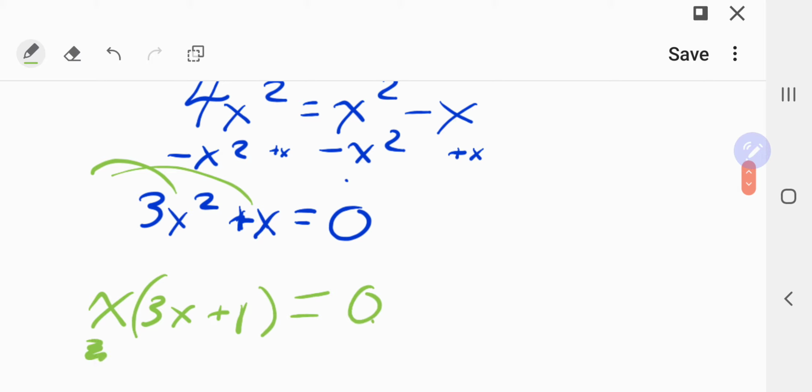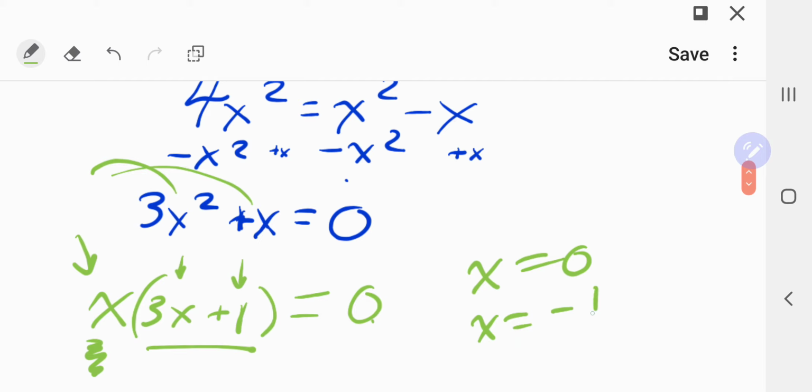Either x itself is 0, or this is all 0. What would make that 0? The opposite of the back divided by the front. Negative 1/3. Let's test it. 3 times negative 1/3 is negative 1, plus 1 is 0. 0 times negative 1/3, because that's what x was, is 0. 0, check. The answers are x is 0 or x equals negative 1/3.